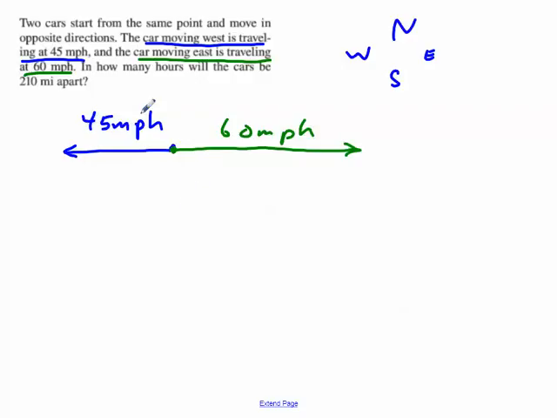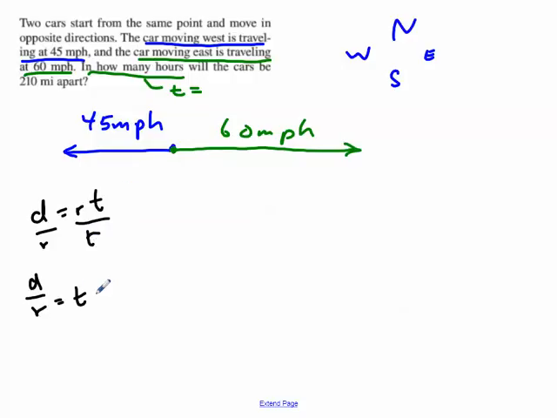In how many hours, we're looking for time equals, will the cars be 210 miles apart? Okay, well, let's start with our distance equation. D equals R times T, and we're going to solve for T. Divide by R, D over R equals T. The R's cancel out. T equals D over R. So I'm going to start with T equals D over R. All right, my time is my distance over my rate.